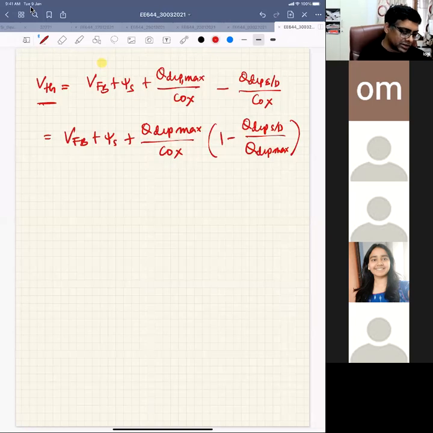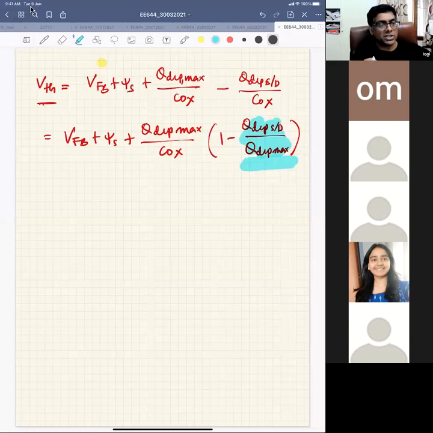Basically, when you reduce the gate length, this part increases, right? If the charge contributed by source drain becomes equal to the Q depth max, your threshold voltage will be zero, because you could achieve threshold without applying any gate voltage. So this is the ratio of the charge given by source and drain divided by the total depletion charge. This ratio is responsible for the threshold voltage reduction.